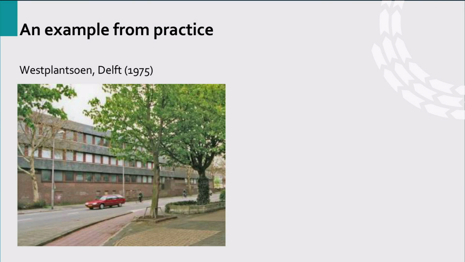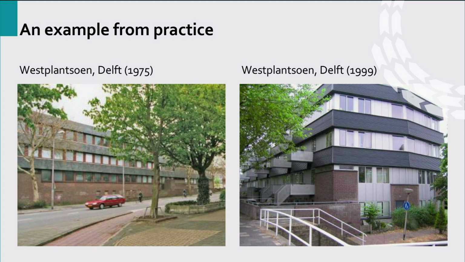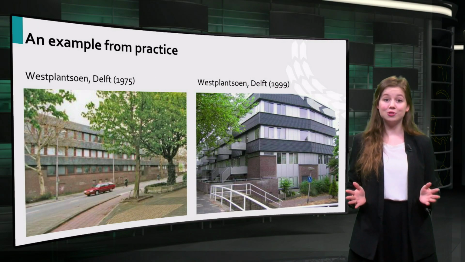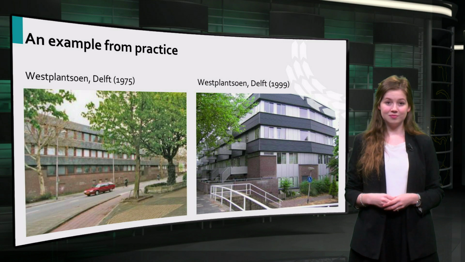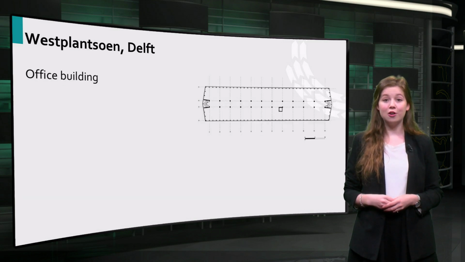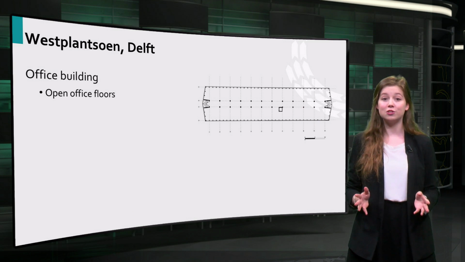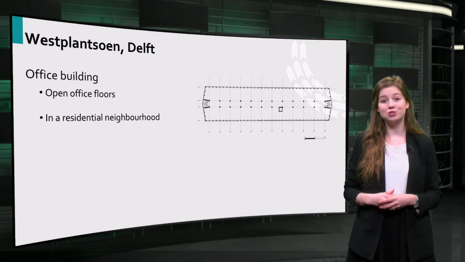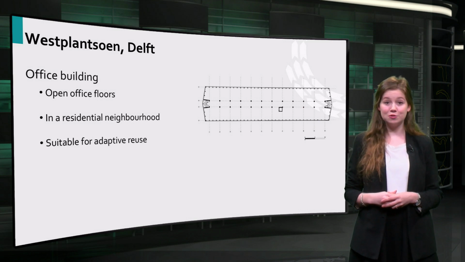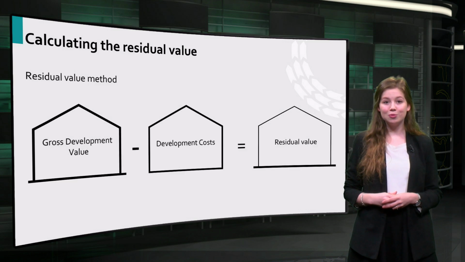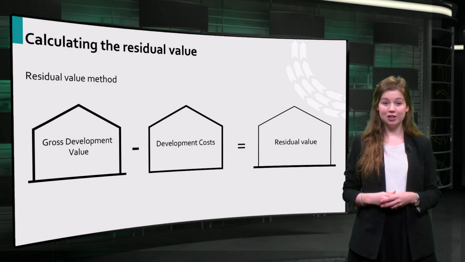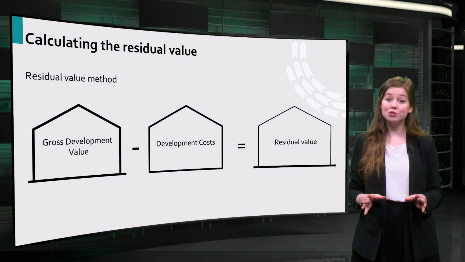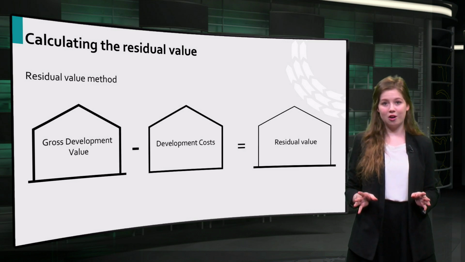This is the Westplantsoen building in the Dutch city of Delft. It is a former office building that has now been transformed into dwellings. We will now use this example to explain the residual value method. The Westplantsoen building used to be an office building, which consisted of open office floors, and it was located in a residential neighborhood. The building was considered suitable for adaptive reuse. In order to determine the residual value of the Westplantsoen building, we will firstly have to calculate the gross development value and the development costs.